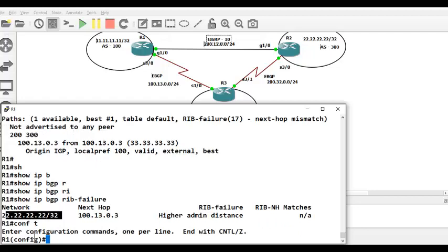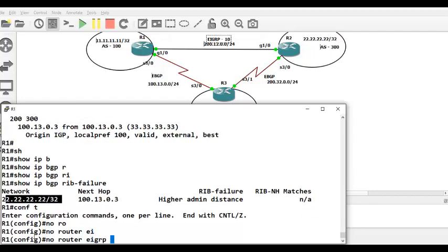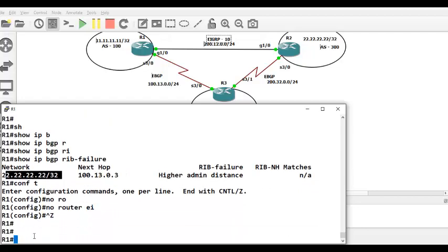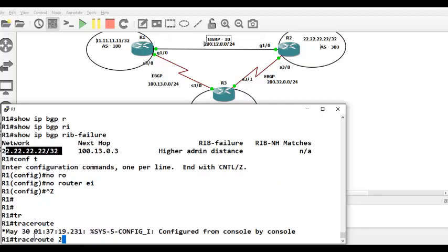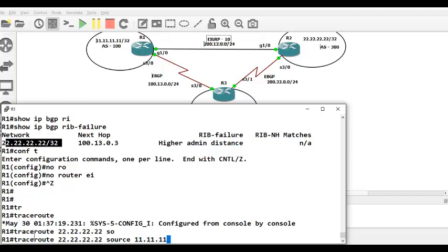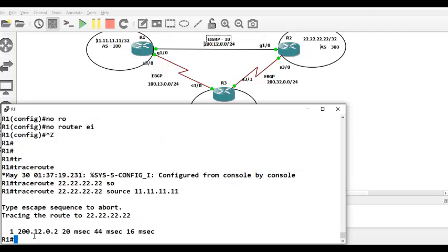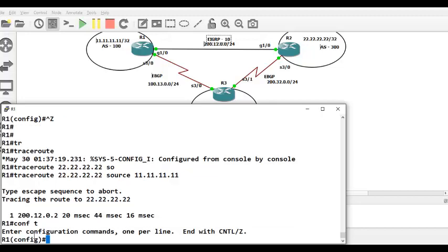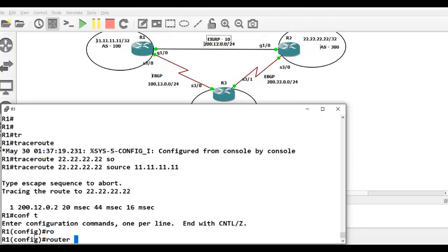I'll remove EIGRP, no router EIGRP. Okay, before that, let us trace route 22.22.22.22 with the source 11.11.11.11. So it goes one hop away, just one hop. You see? So the backdoor is over, but to answer your question, I'm going to change to OSPF.